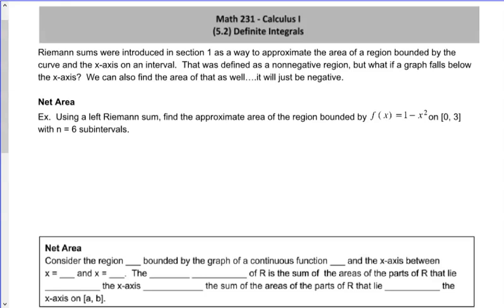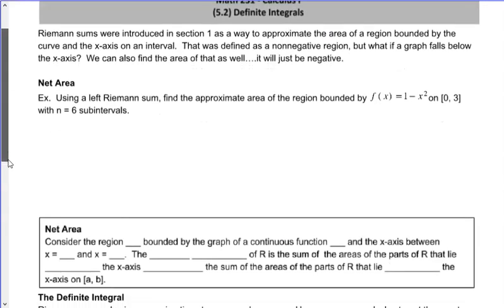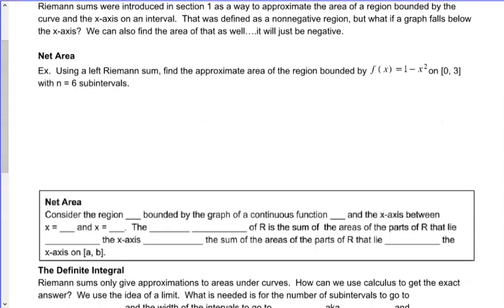But what if a graph falls below the x-axis? How can we find the area of that? Well, we can, using Riemann sums. The difference is that the area is now not going to be positive. It is going to be negative, okay? So that's why it's important to have that picture as to what we have. Now, we are going to refer to this as the net area, because obviously if one's positive and one's negative, some things cancel out, and your answer could be positive or negative. And we'll talk about that in just a second.